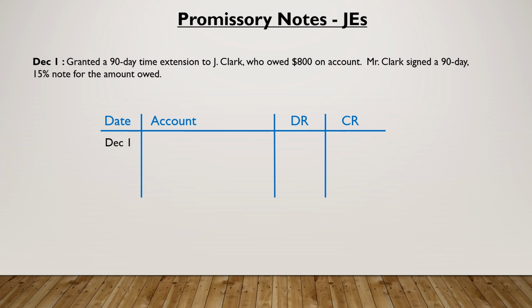On December 1st, we grant a 90-day time extension to J. Clark, who already owes $800 on account. Mr. Clark signs a 90-day 15% note for the amount owed. Once again, here we're covering an account receivable with a note receivable. So debit notes receivable and credit accounts receivable for $800.